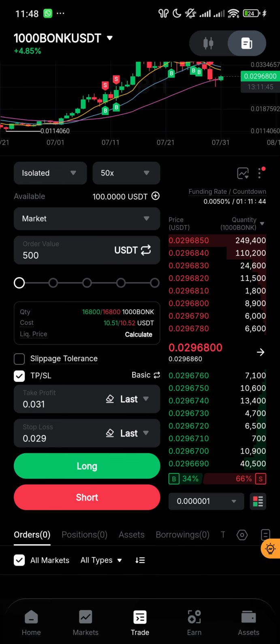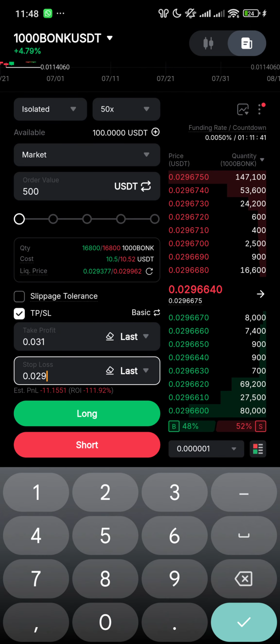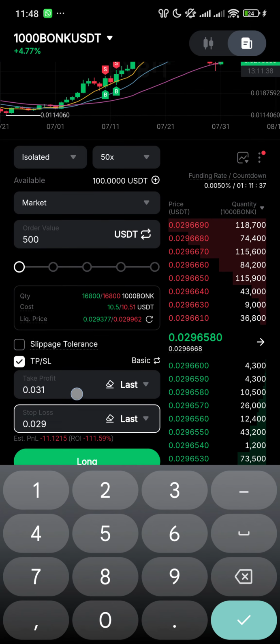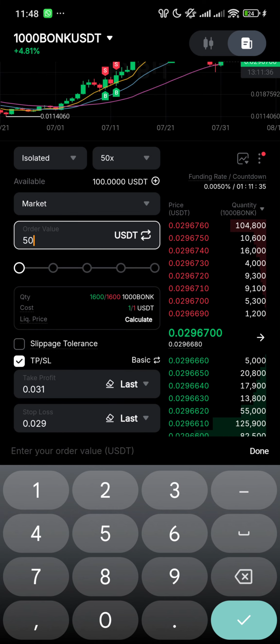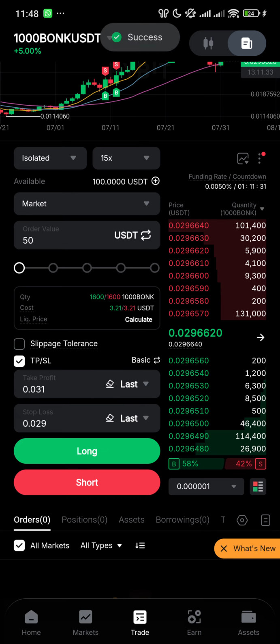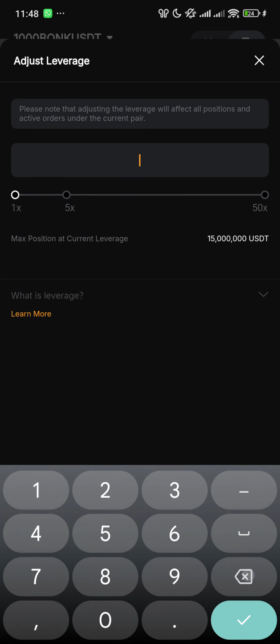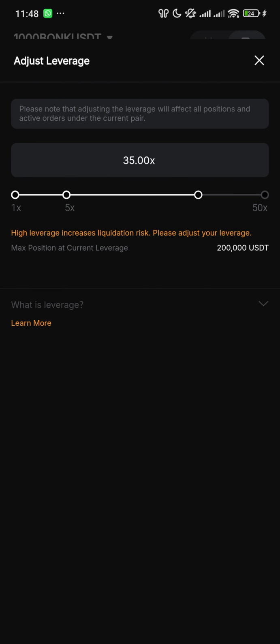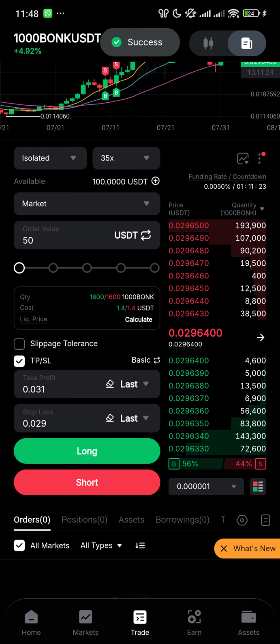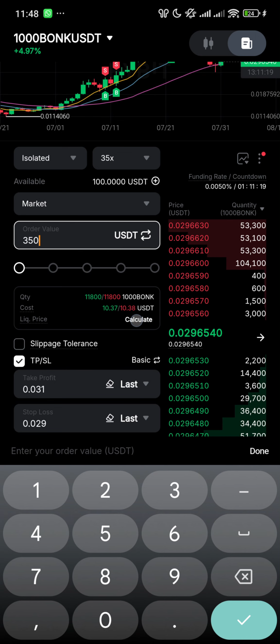You can calculate this. So my stop loss, let's say, is at $11. So let me adjust this to, let's go to 30x. Let's go to 35x. So 35 times 10 gives us 350. I'm doing this live demonstration so that you understand how it looks when trading.